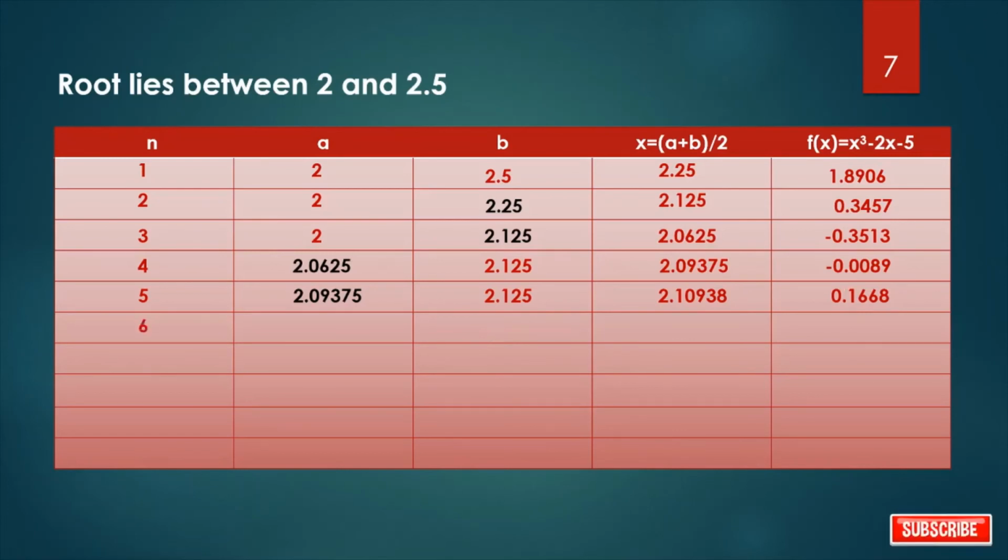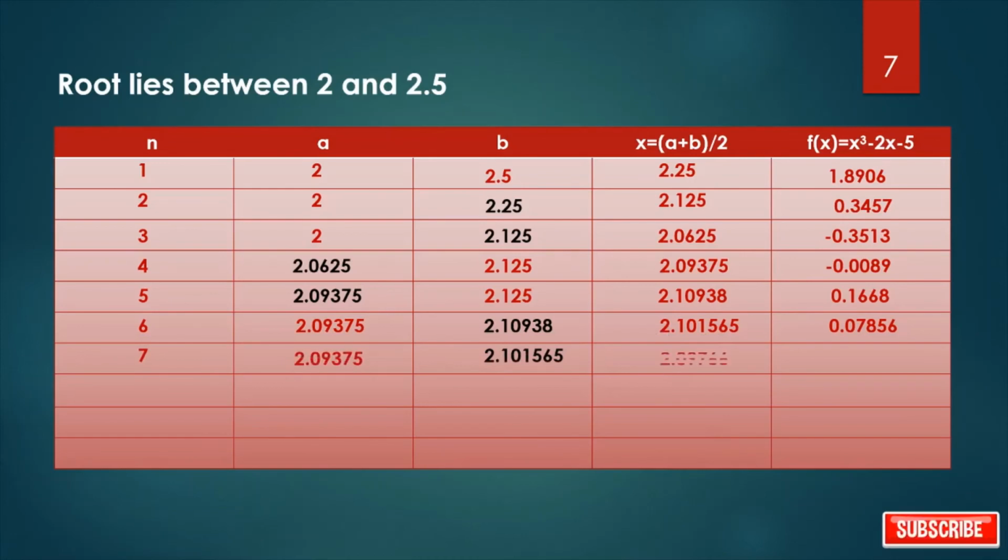If it is positive, then you have to change the value of b. So iteration number 6, value of b is 2.10938. A is same, calculate x and calculate fx. Again it is positive. If it is positive, then you have to change the value of b. So iteration number 7, the value of b is 2.101565. A is same, calculate x and calculate fx. Now it is again positive. If it is positive, you have to change the value of b.